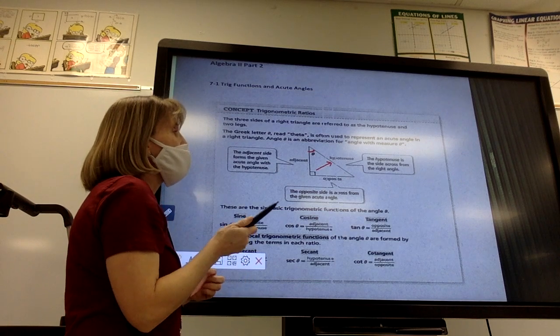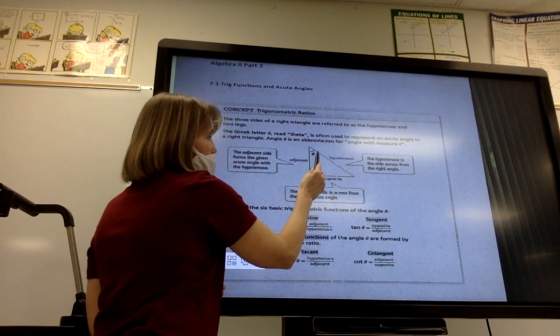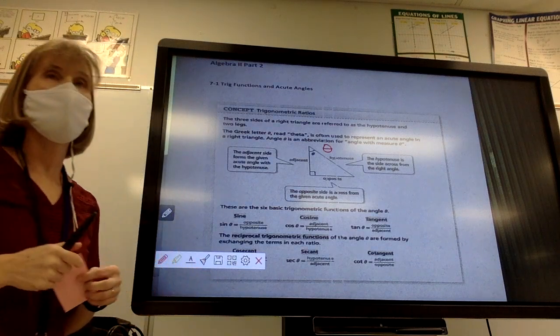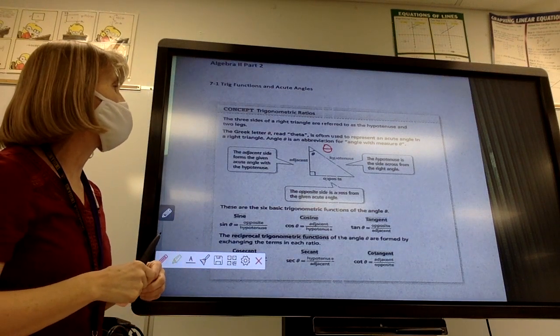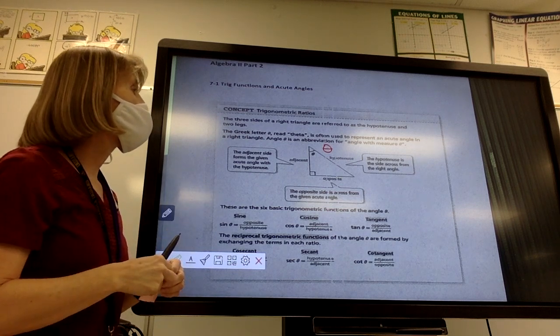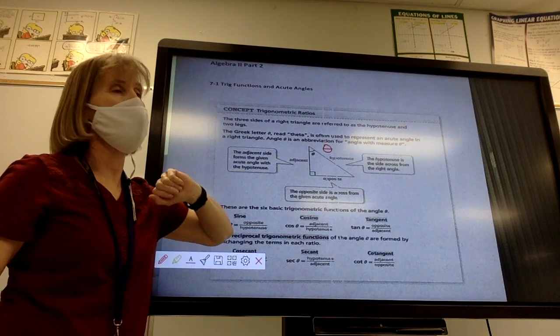Okay, one thing that's new from geometry, we did not use theta unless you took advanced geometry, but theta is a Greek letter that we use, and we're going to use theta to represent our acute angle that we're finding. So it just looks like a circle with a line through it. So if this is the angle that I'm trying to find, that's the one I'm going to designate as theta.